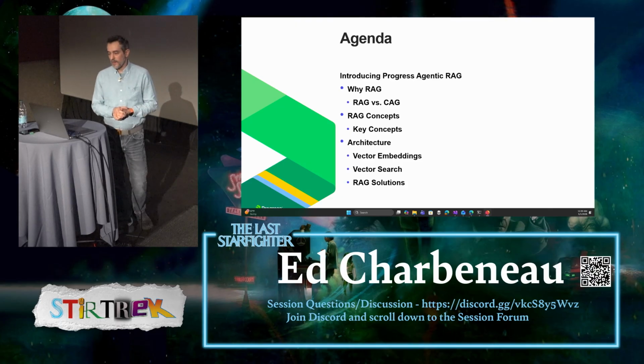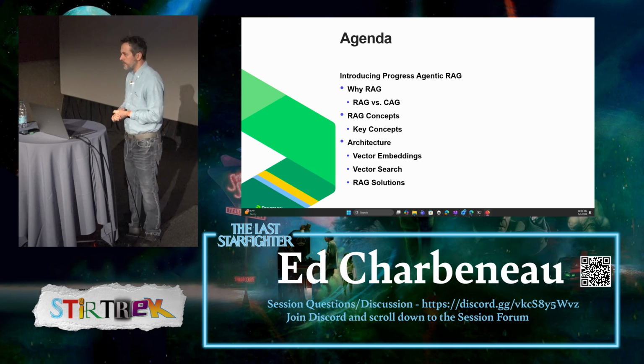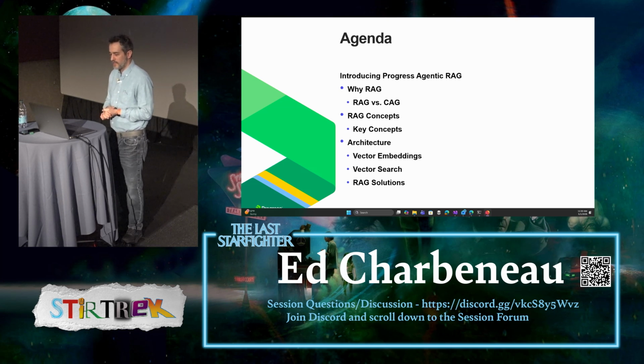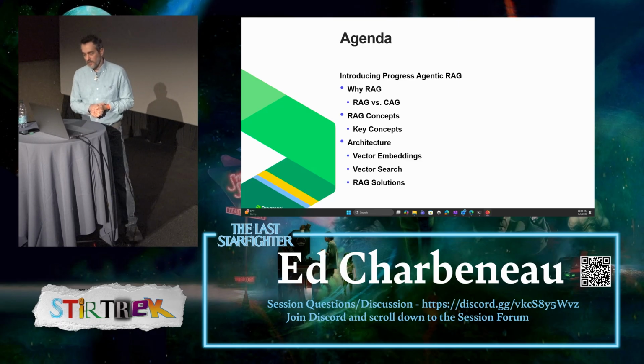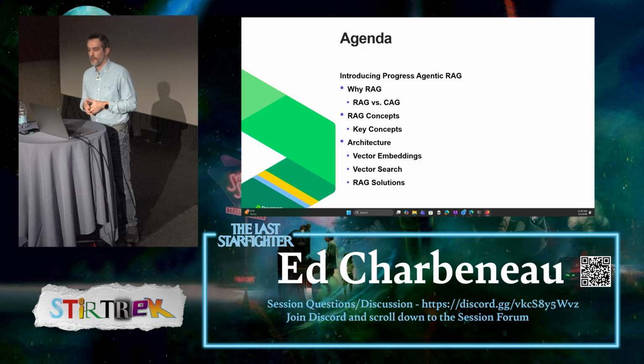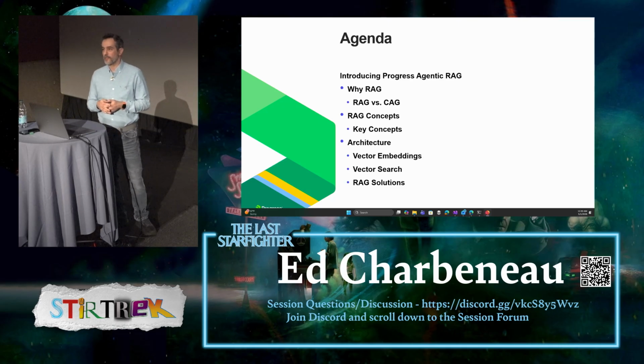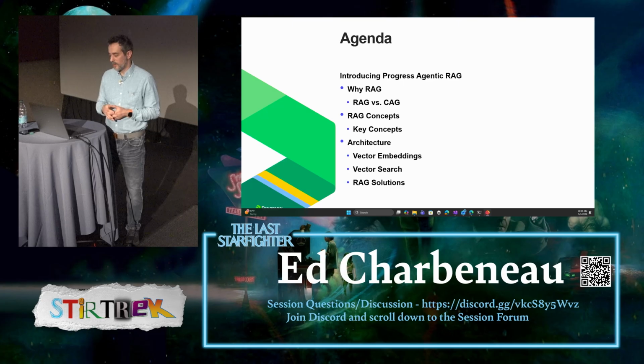So today we're going to talk about retrieval augmented generation. Why should we use RAG? What is RAG technology versus CAG? We'll talk about some key concepts around RAG and discuss the architecture: vector embeddings, vector search, and some of the solutions that we can use to build these types of application architectures.